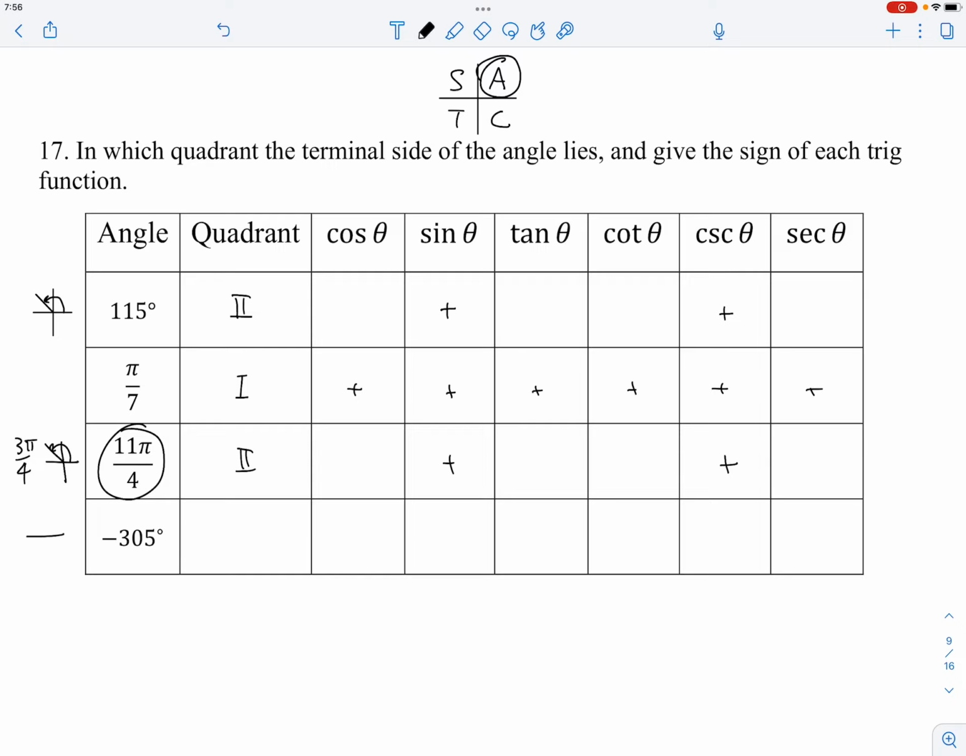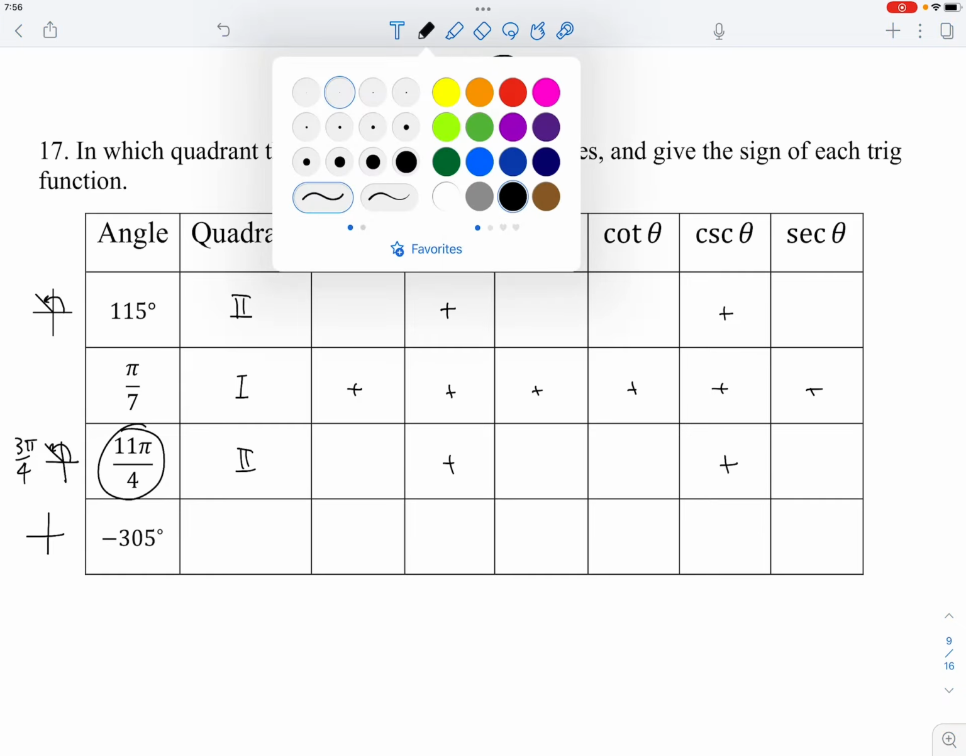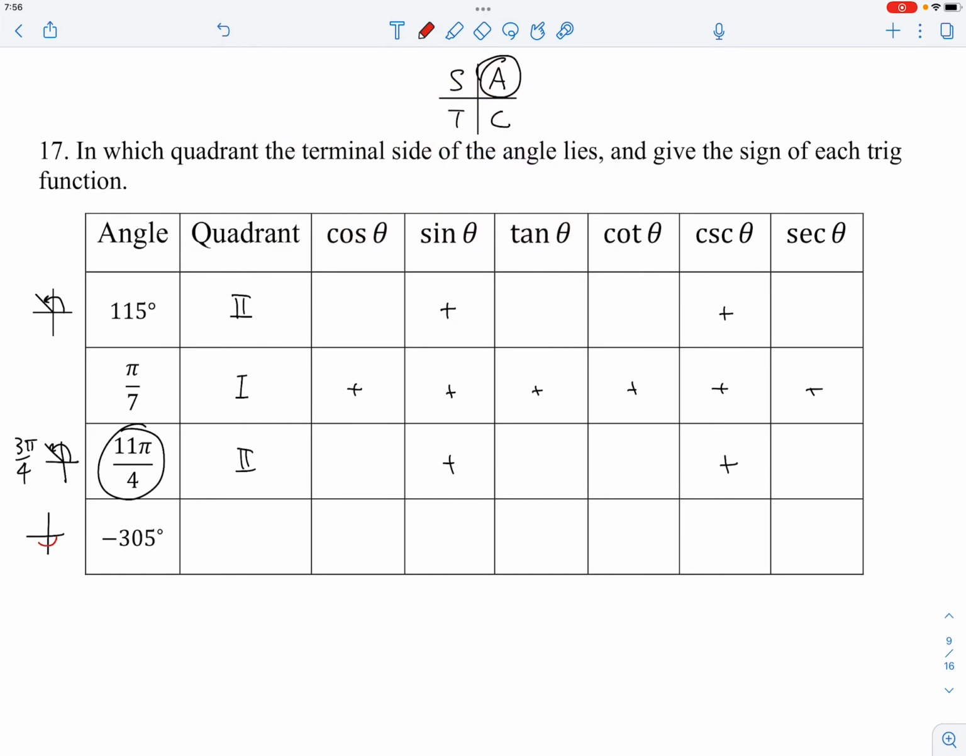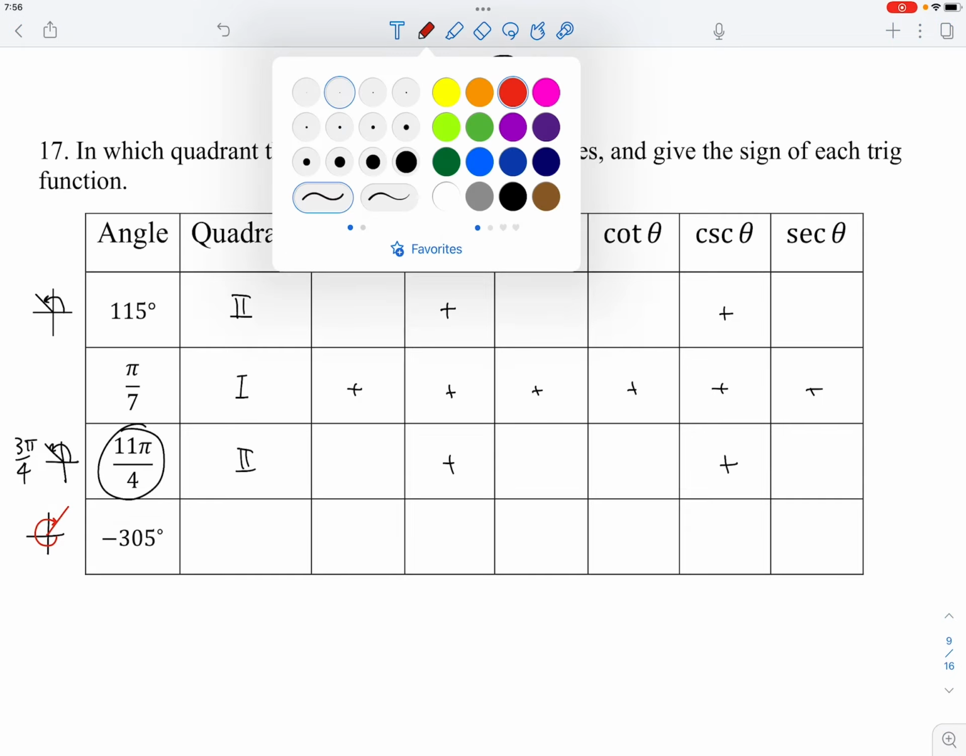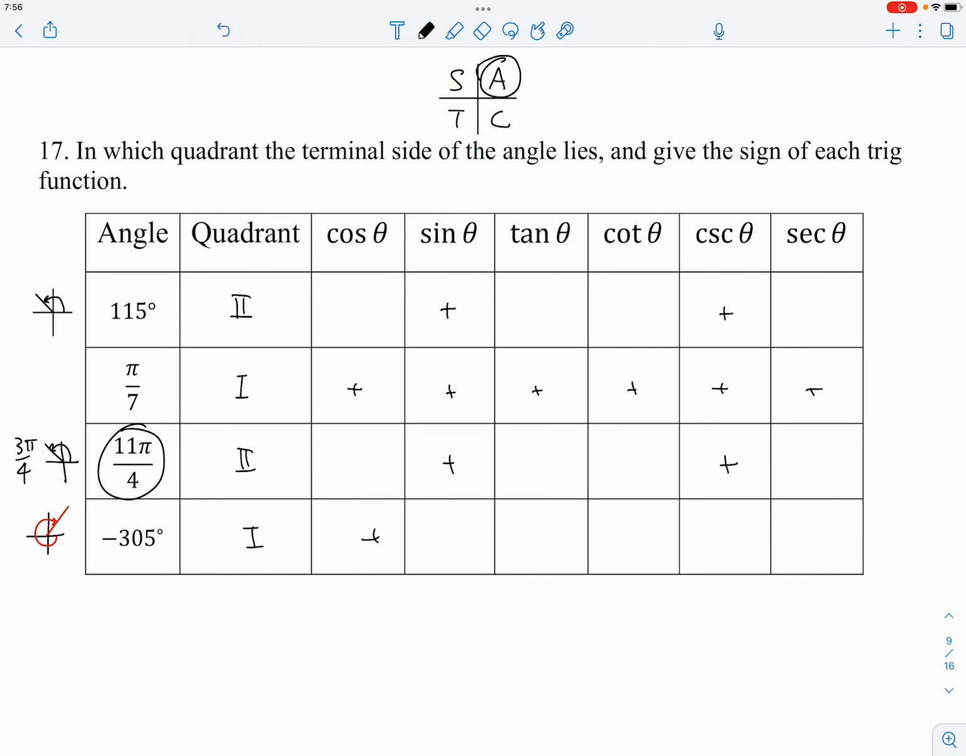Okay, and then this is negative 305. So negative 305 should be somewhere right here. So it would be in quadrant 1. In that case, everything would be positive. Okay, so you can just fill out the negative for the rest of them.